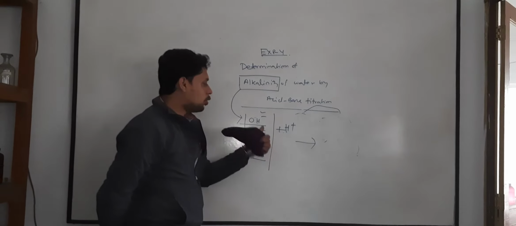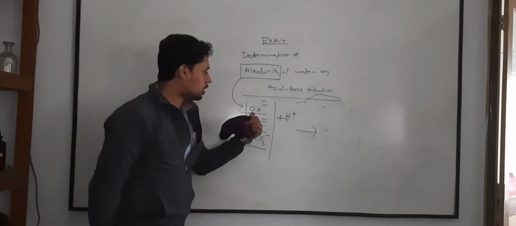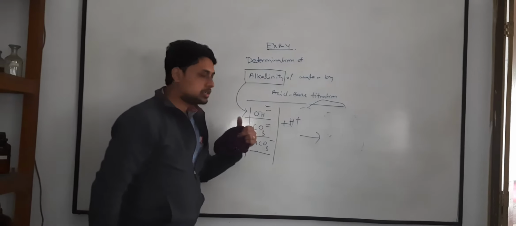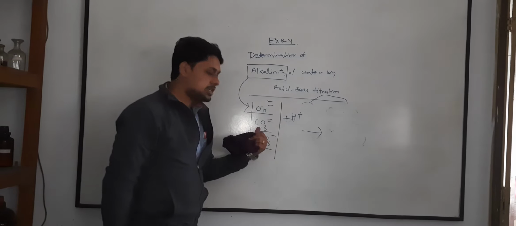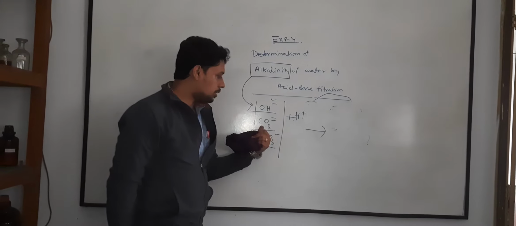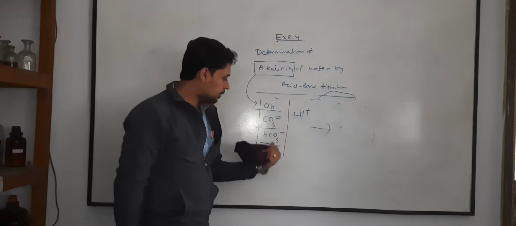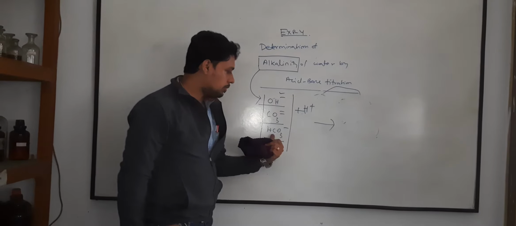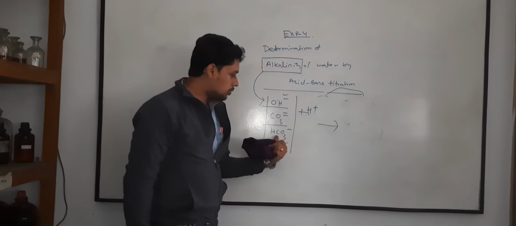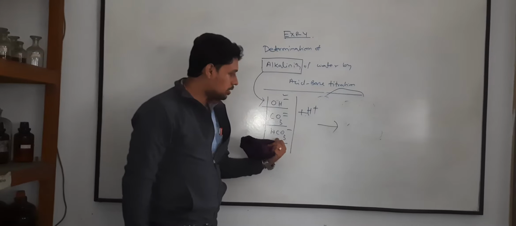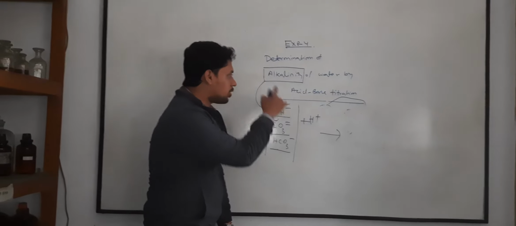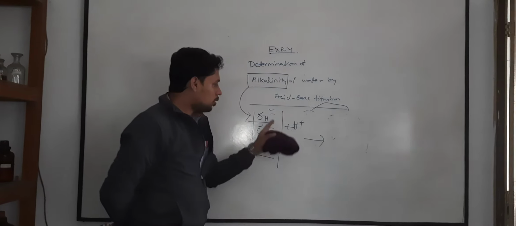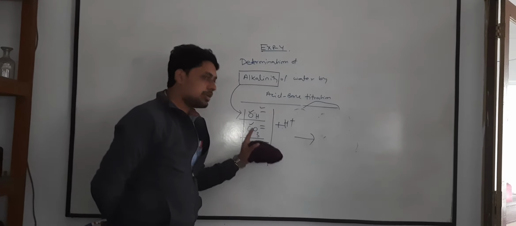Obviously OH minus will not be present in water alone; maybe in the form of KOH or NaOH. Carbonate may be present in the form of sodium carbonate, potassium carbonate, iron carbonate, and bicarbonate may be present as calcium bicarbonate, sodium bicarbonate, potassium bicarbonate. So we are excluding cations and only taking anions for the experiment. Due to the presence of these three anions, water becomes alkaline.